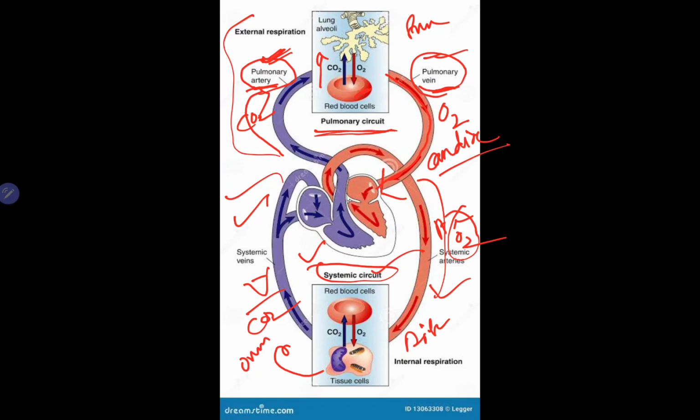But there is another type of circulation, the coronary circulation, which involves only the heart itself. Coronary arteries and coronary veins are present all over the heart muscles, and they carry oxygenated and deoxygenated blood separately, and also carry oxygen and nutrients for the heart muscles. So this is all about the types of circulation of the human heart.